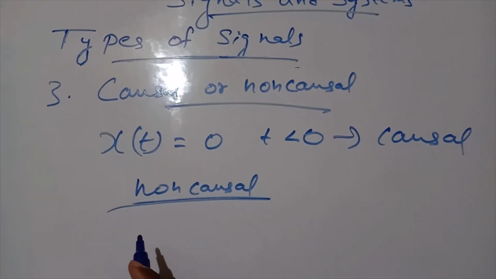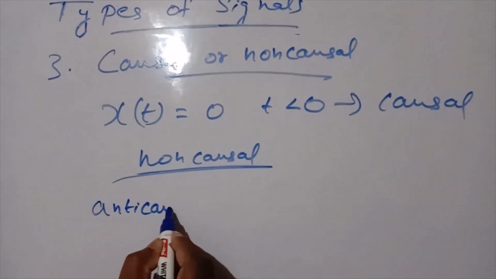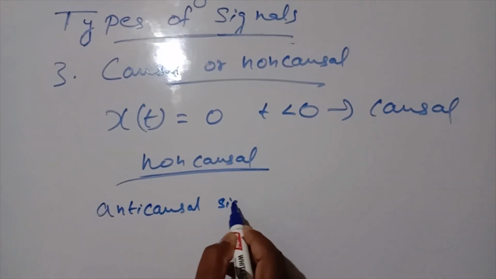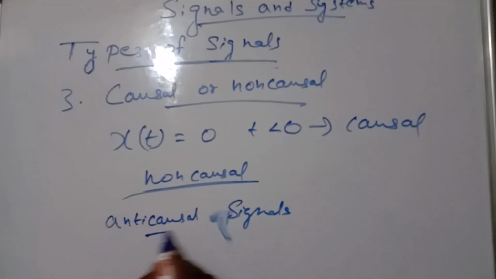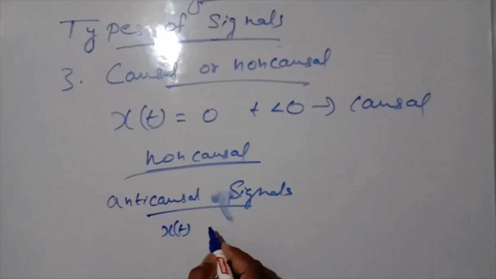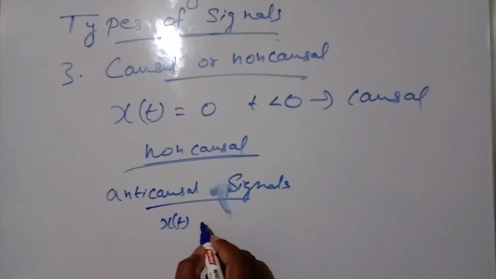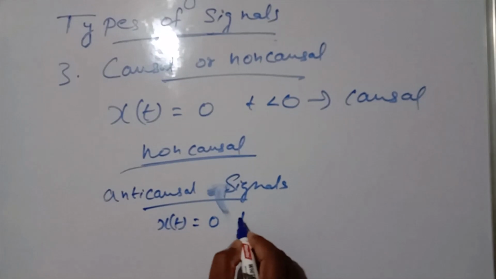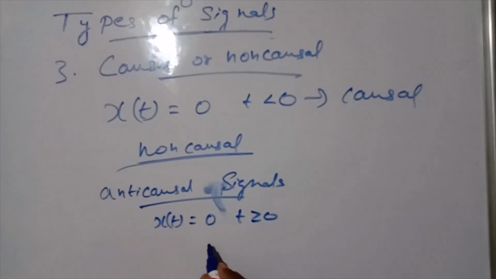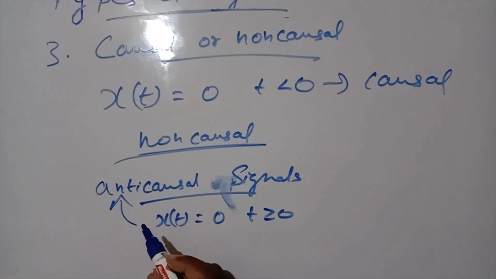When we refer to some texts, we can also see anti-causal signals, which means a signal x of t that has values only for t less than 0, that is, it is 0 for t greater than or equal to 0. Such kinds of signals are known as anti-causal signals.